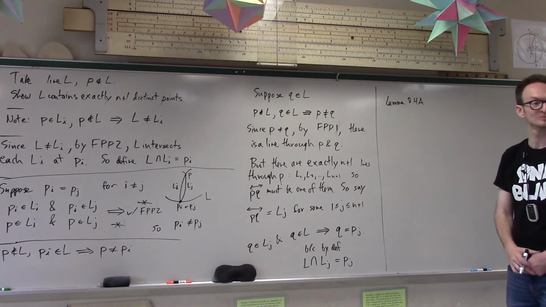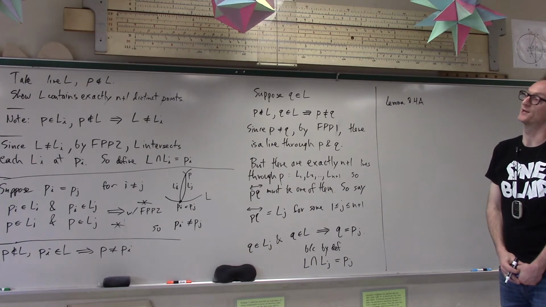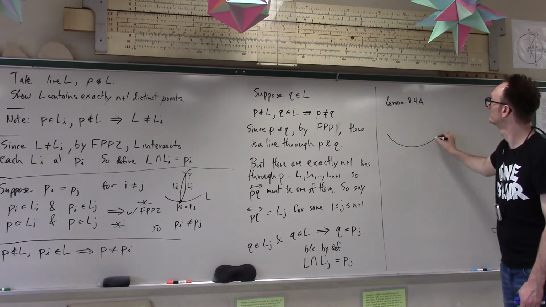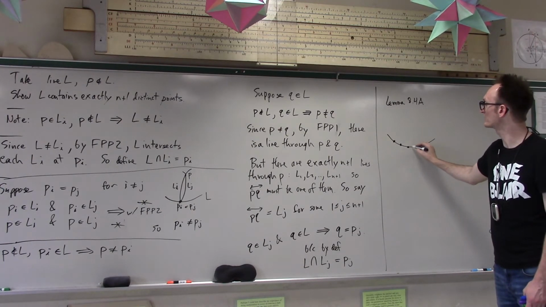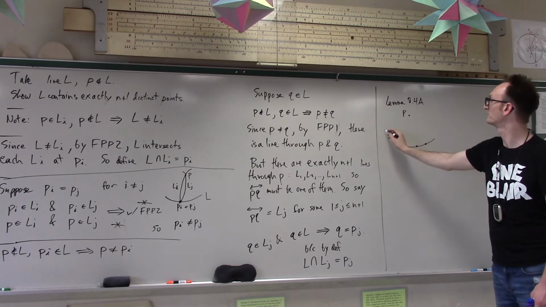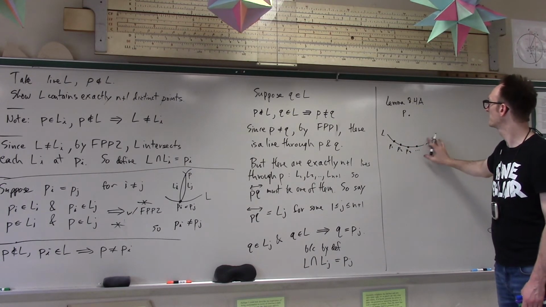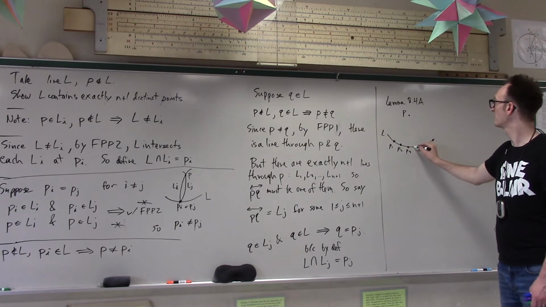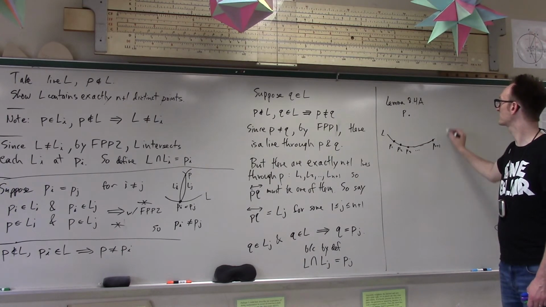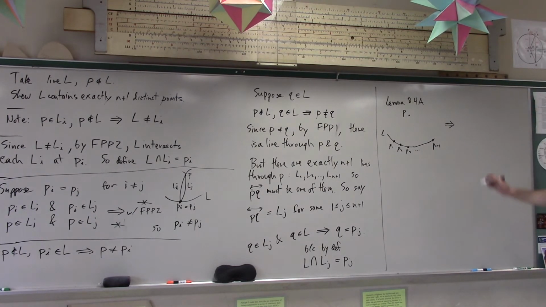It says, we've got a line, and it's got n plus 1 points on it, P1, P2, P3, dot dot dot, Pn plus 1. And there's a point P not on this line. Then what do we conclude? That there are n plus 1 distinct lines through P.